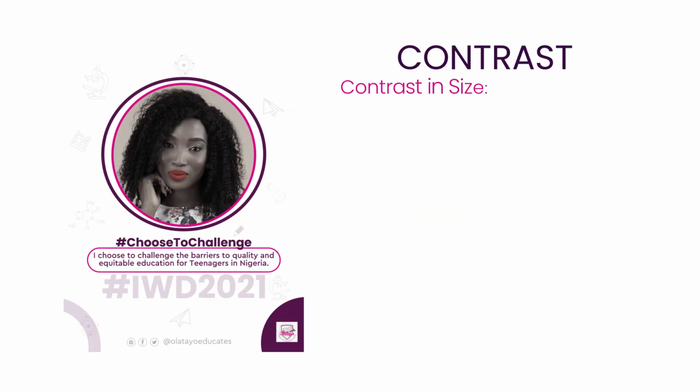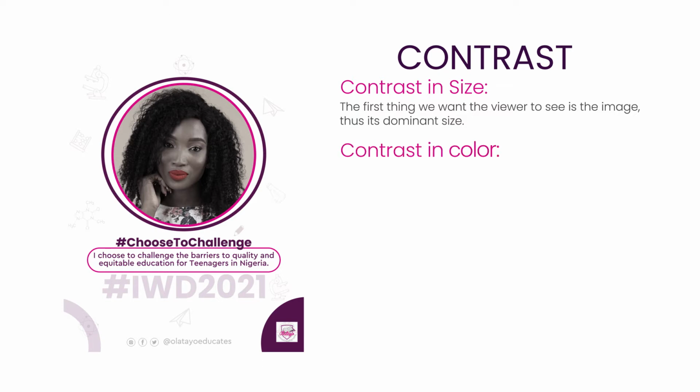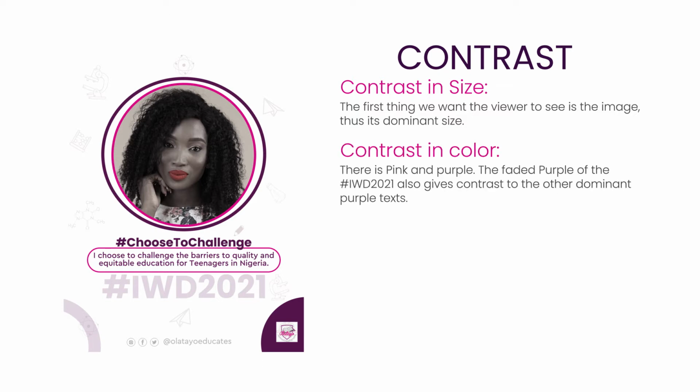A case study. With what we have here, you can see there is contrast in size. The contrast in size is used to define hierarchy, to define what is important, to define the focal point, which is the image. The image is dominant in size, so there's contrast in size. There's also contrast in color. There's pink and purple. Everything didn't just happen in one color. There's pink and purple, and there's also a faded color going on. So there's that contrast, and it created harmony.